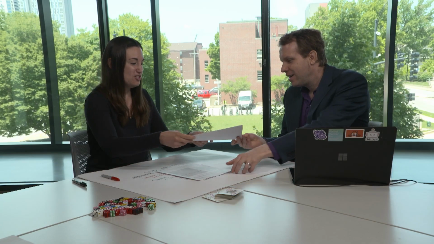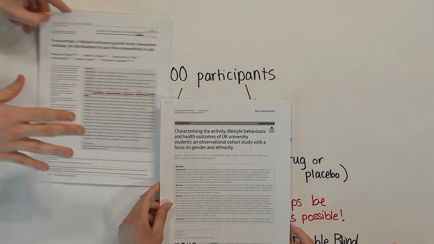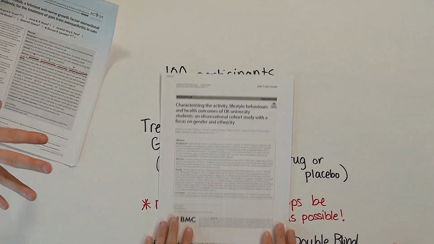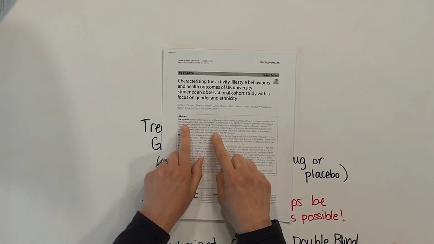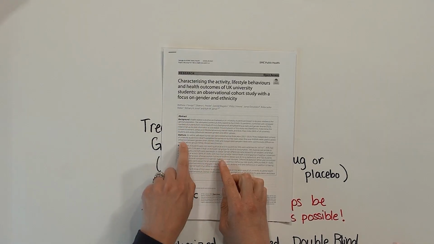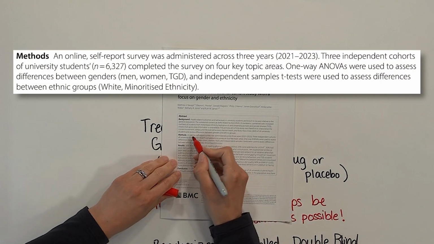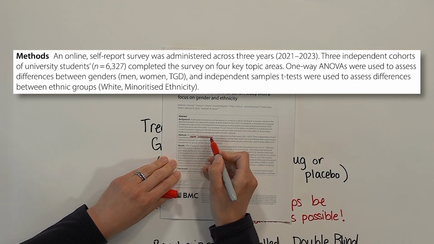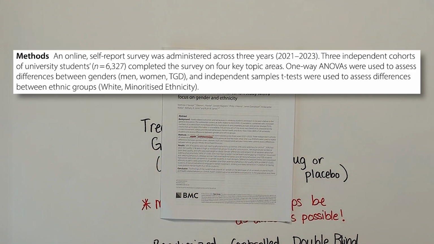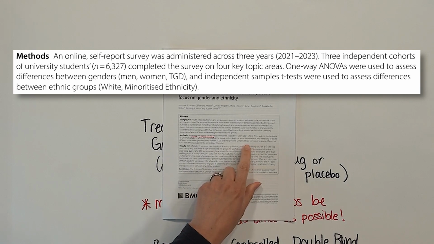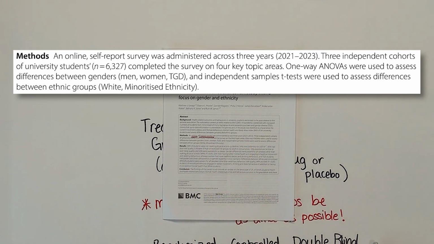This one looks great. I have a second study that looked at the lifestyle behavior and health outcomes of UK university students. Oh, okay, so university students. And I like this study because it also had a methods section right at the top, so we could really dive into it right away. Yes, this looks great. They have the background kind of about the study and about the students. And then the methods, it says it was an online self-report survey. It was administered across 3 years to university students, and then it talks about the analysis that they did.